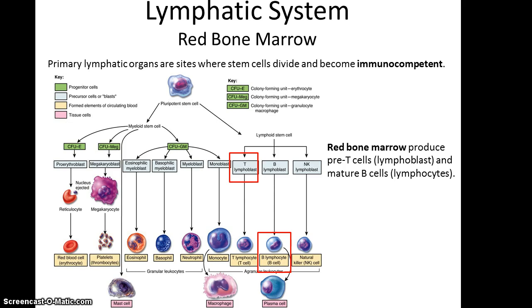So, as I'm sure you remember from chapter 12, this table shows us the differentiation of a pluripotent stem cell into the different kinds of blood cells. And specific for the lymphatic system, we see that in the red bone marrow, you produce the T lymphoblasts and the B lymphocytes. And then the T lymphoblasts and the B lymphocytes will leave and enter the bloodstream to continue on their path to get to the correct portion of the body. So here you see immunocompetent cells being formed in the red bone marrow.